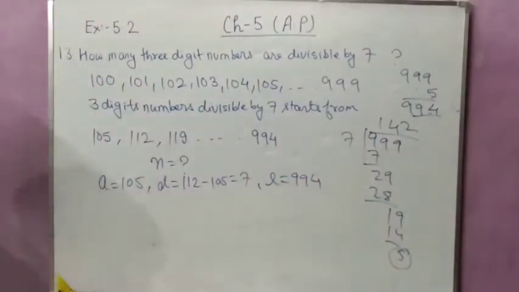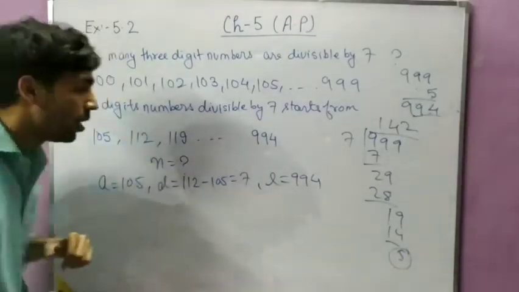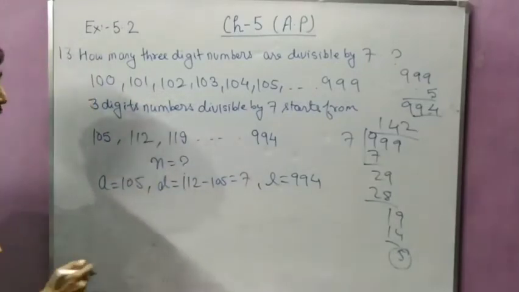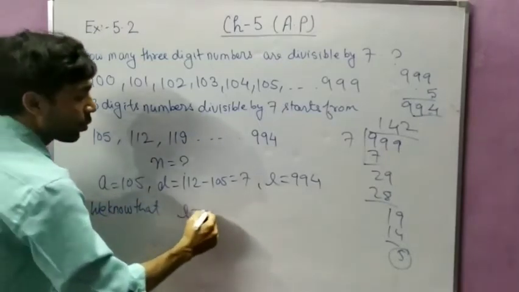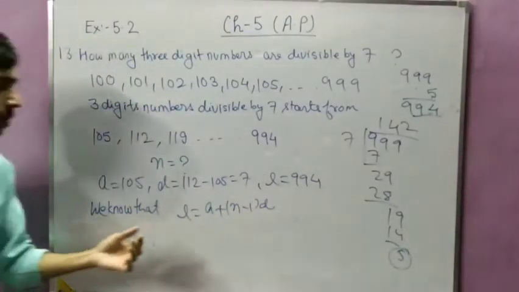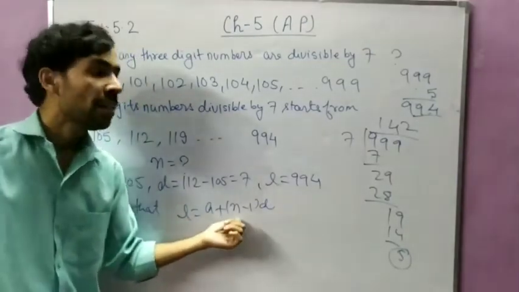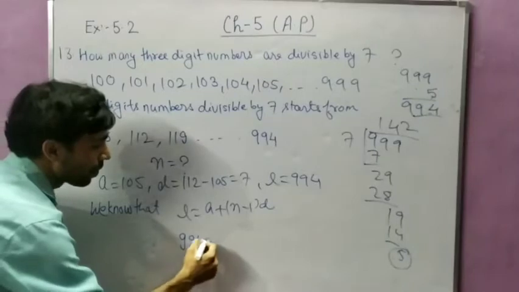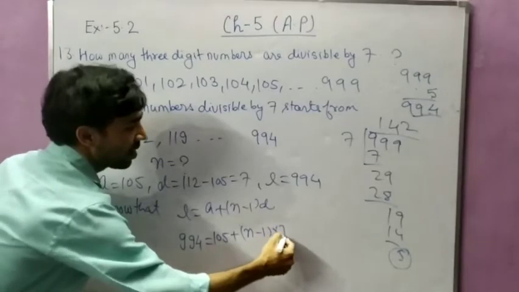Now students, you have to find how many terms there are, that is, the value of small n. So see, l is given, a is given, d is given, n is not given. We know that the last term is equal to a plus (n minus 1) into d. The value of l, a, and d are given, but the value of n is not given, so you can calculate it. So put in all the values. It will be 994 equals 105 plus (n minus 1) into 7.